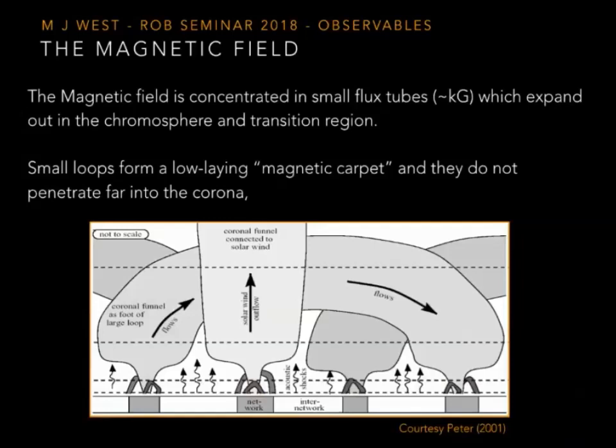And we should say in the lower atmosphere, the magnetic field is concentrated into small flux tubes. This is on the order of kilogauss, and then these expand out in the chromosphere and in the transition region. And these small loops form this low-lying magnetic carpet.